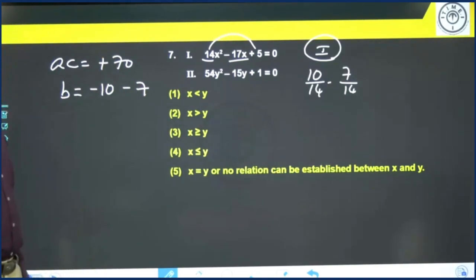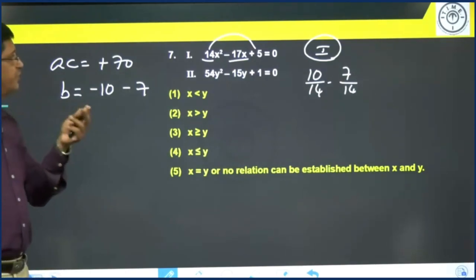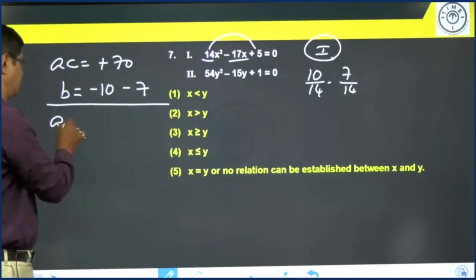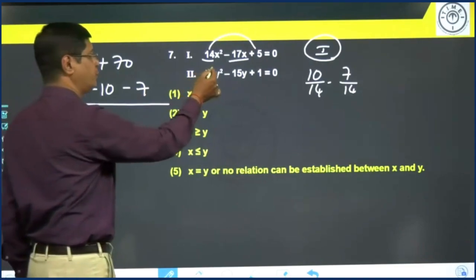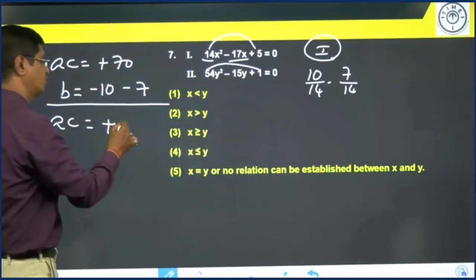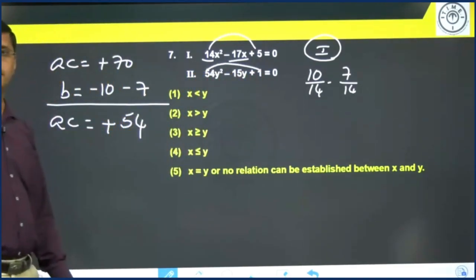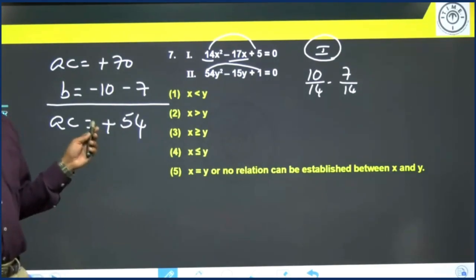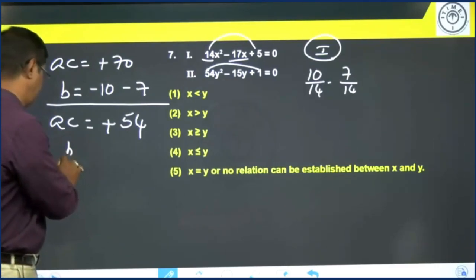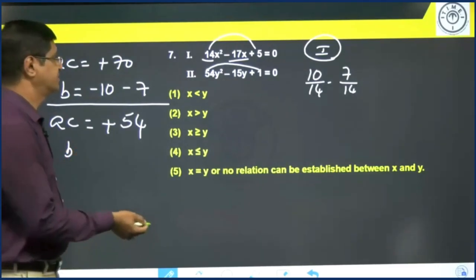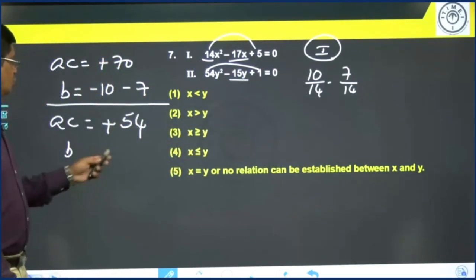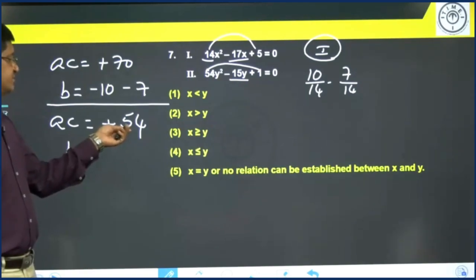Now look at the second one. 54y square minus 15y plus 1 is equal to 0. What is the product of the roots? Product of the roots means 1 into 54, that is 54. Sign is positive, means the value of b, the middle term, will be the sum of the two factors. The value is 15y, sign is minus. So how can we express the value?